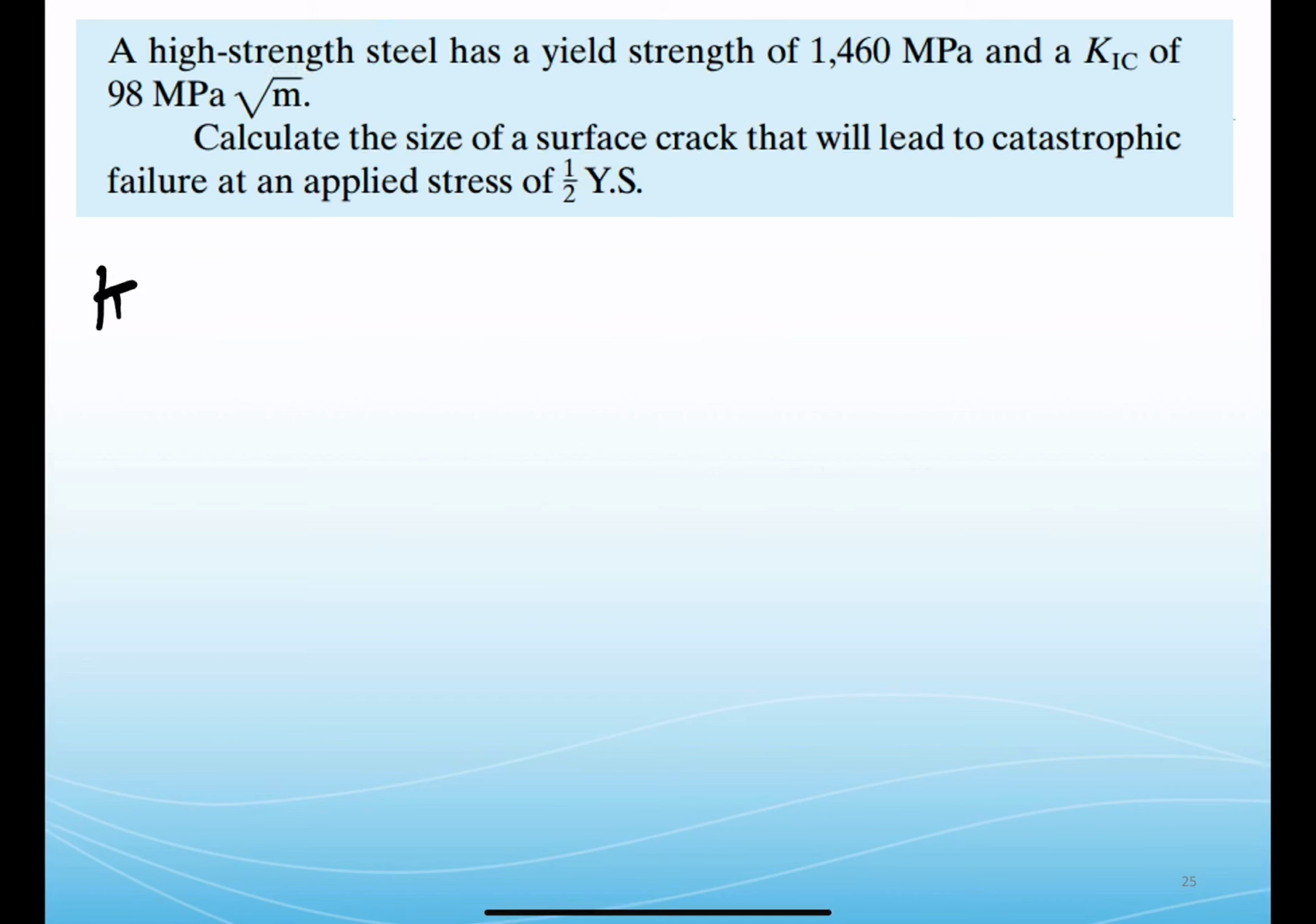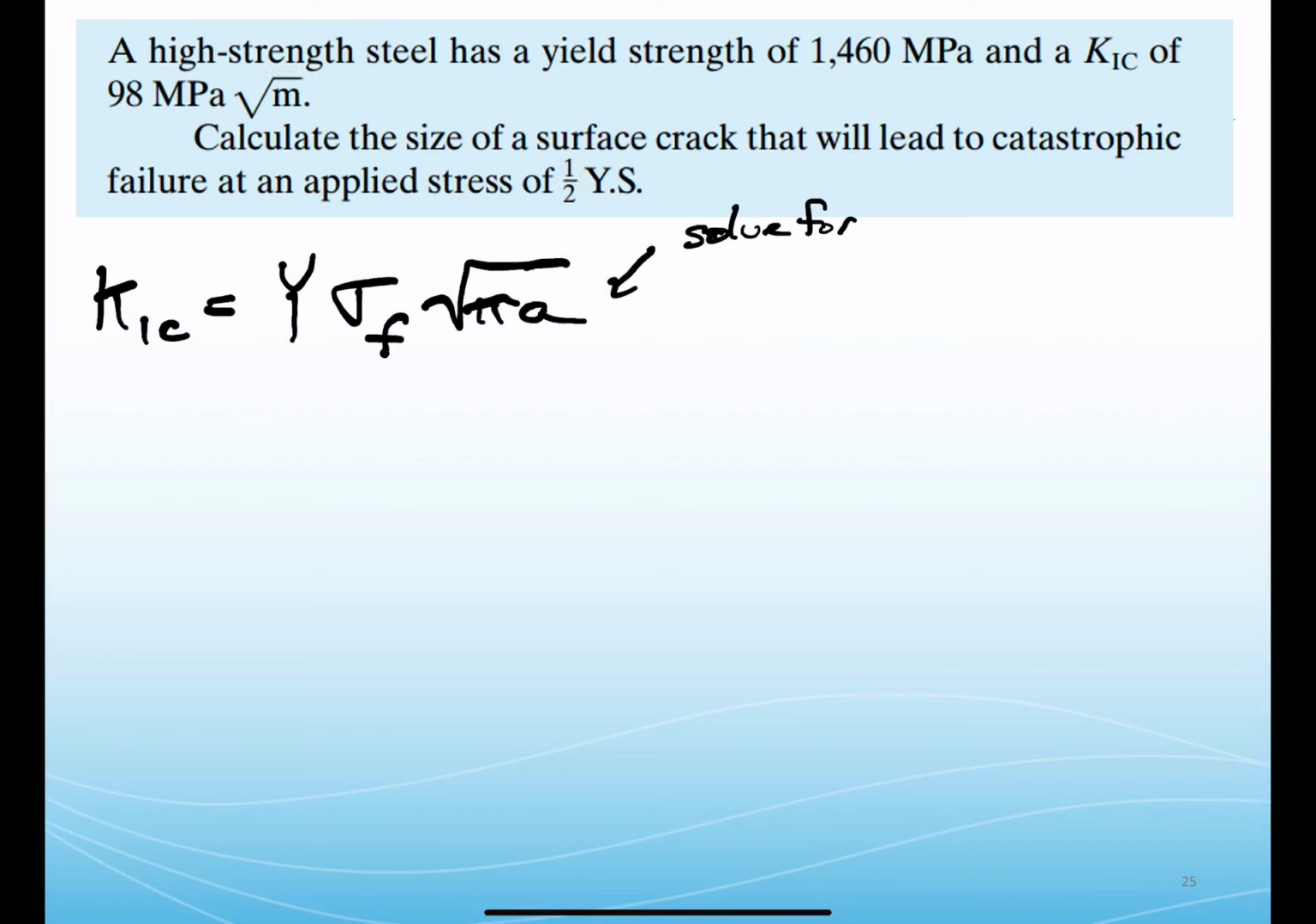Okay, so we saw that our K1C equation was equal to a geometry factor close to 1 times the stress that caused failure. We need to fail the material, so we'll put a little f on that to make it obvious, times the square root of pi times the depth of this surface crack. So what we're asked to do ultimately here is solve for a. So let's do that.